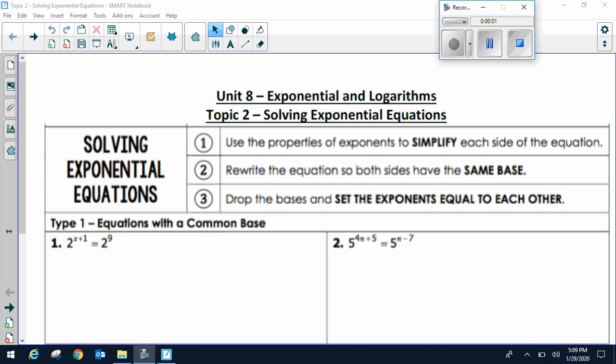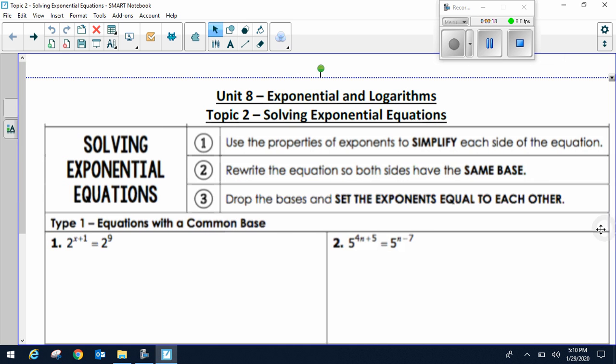All right, so today we're going to talk about solving exponential equations that have a common base. And when they have a common base, it's very easy. Once you get that common base, you go ahead and drop those bases, just set the exponents equal to each other, and then solve for x from there. So let's go ahead and go through this.